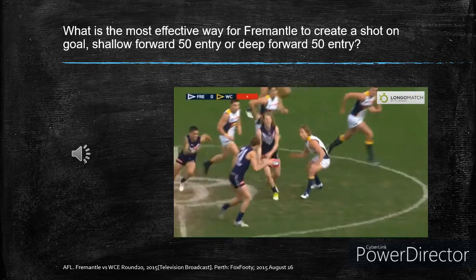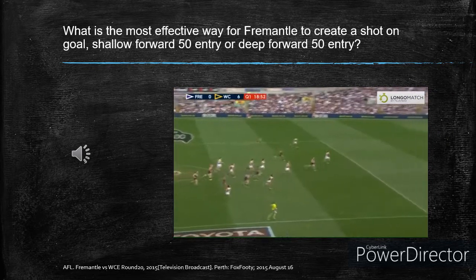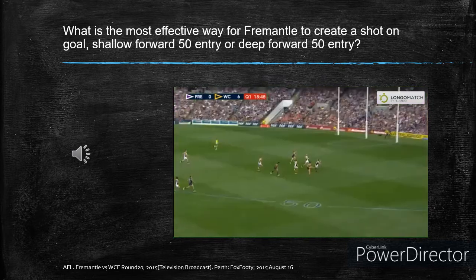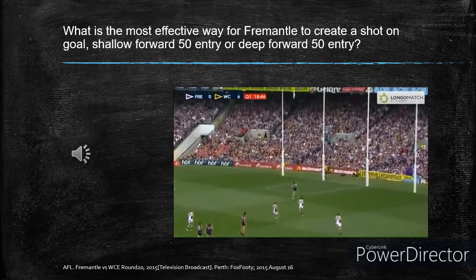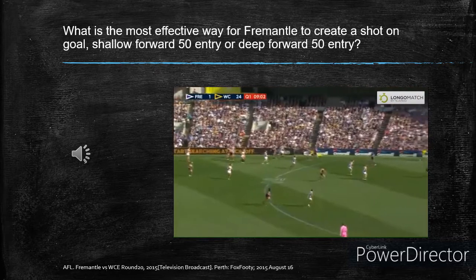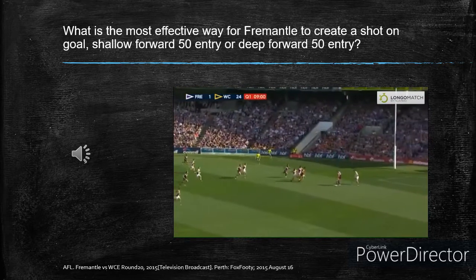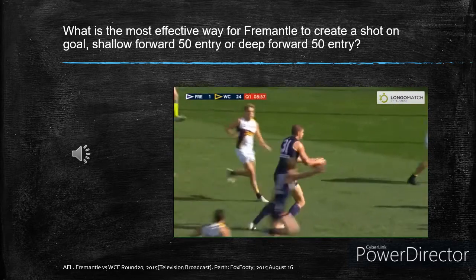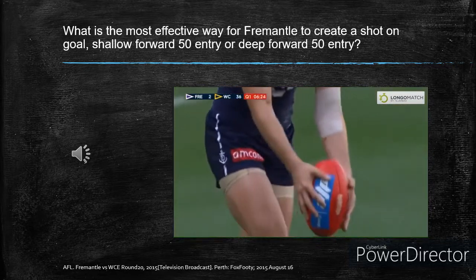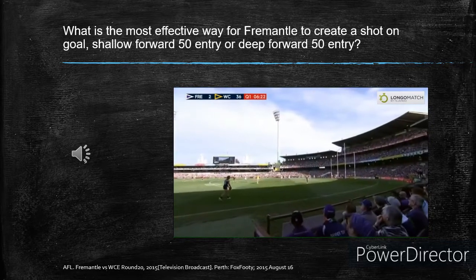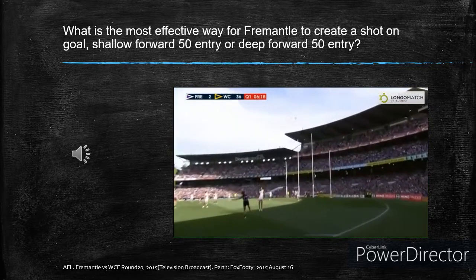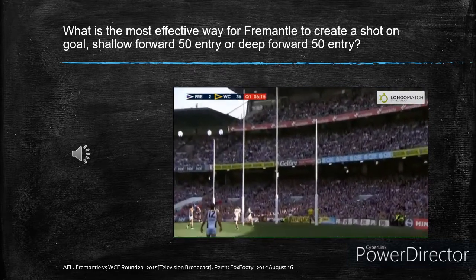Through my analysis of the first half of the 2015 Round 20 match between Fremantle and West Coast Eagles, I was able to find that 38.4% of shallow forward 50 entries resulted in shots on goal, and a slight increase to 42.8% of deep forward 50 entries resulted in shots on goal. When comparing just the shallow forward 50 entries to deep forward 50 entries, deep forward 50 entries provided a slight increase in shots on goal.